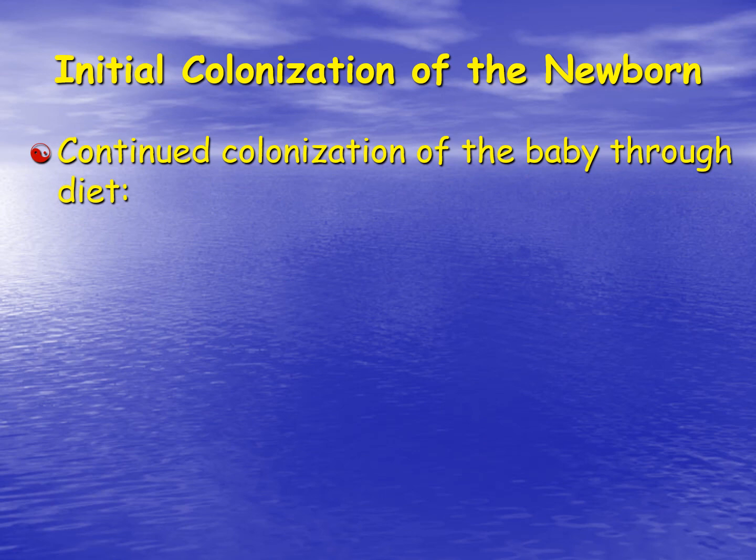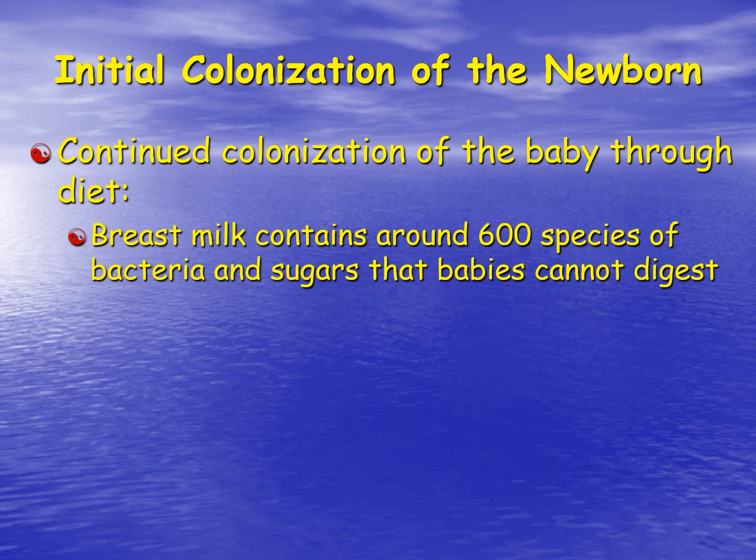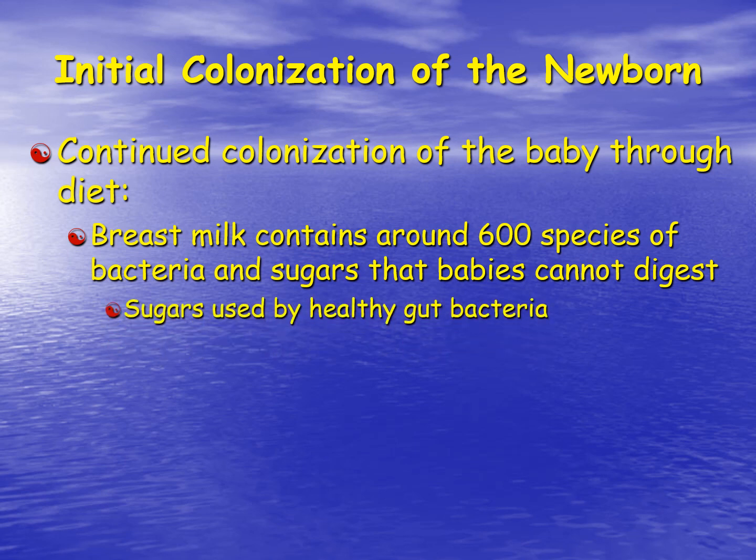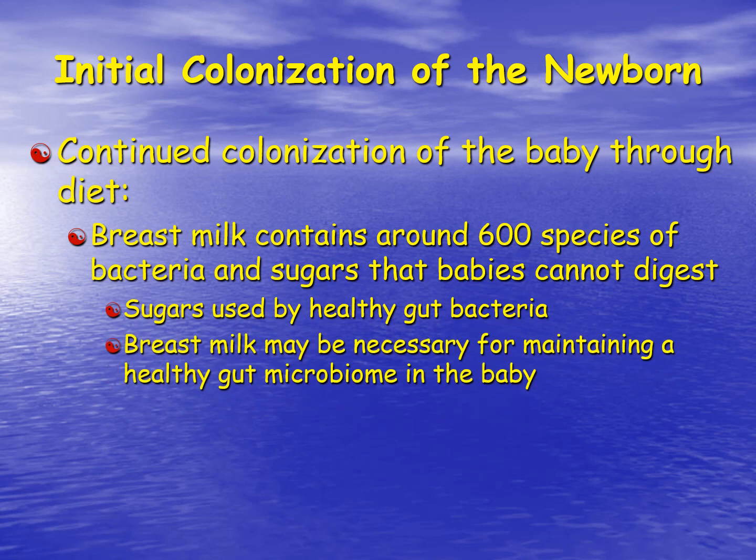Continued colonization of the baby will be through their diet. Breast milk contains around 600 species of bacteria and sugars that babies actually cannot digest. The sugars are there to help feed the bacteria. So these sugars help establish the normal healthy gut bacteria. Breast milk may also be necessary for maintaining a healthy gut microbiome, at least within the first year.